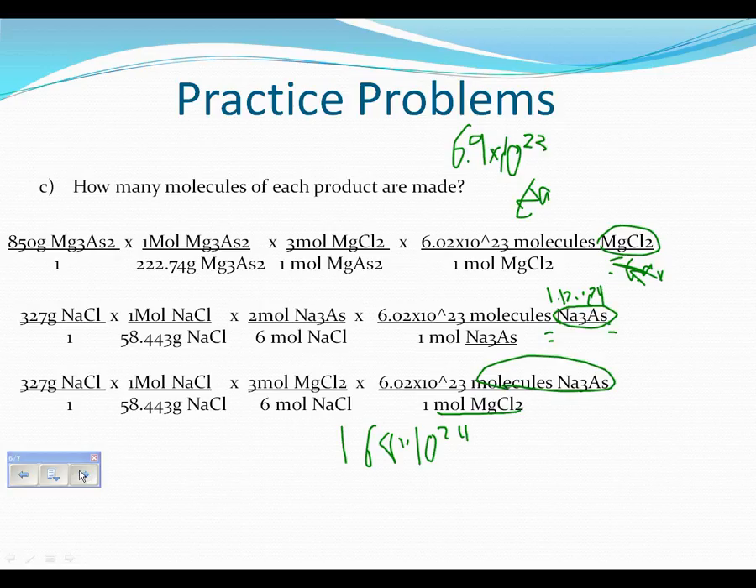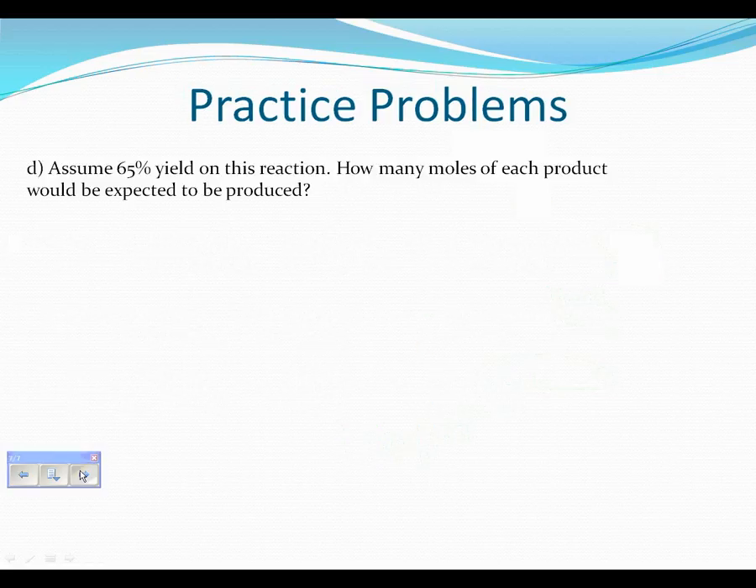So our answer for the third unit multiplier is the limiting reagent, and our answer for the first unit multiplier is the excess reagent. It's a limiting reagent because it produces the lesser amount of product, and the other one is the excess reagent. So now we have to go on to D, the last part.